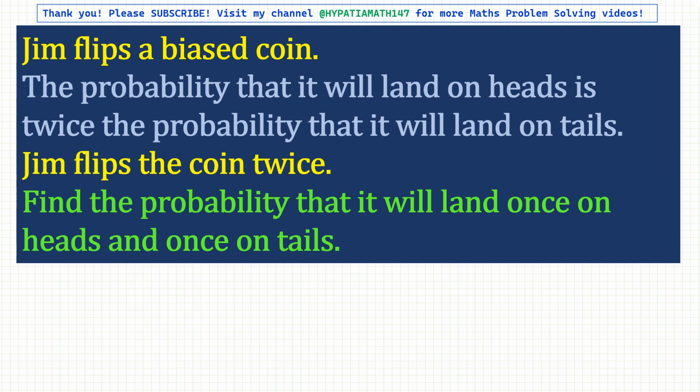James flips a biased coin. The probability that it will land on heads is twice the probability that it will land on tails. James flips the coin twice. Find the probability that it will land once on heads and once on tails.